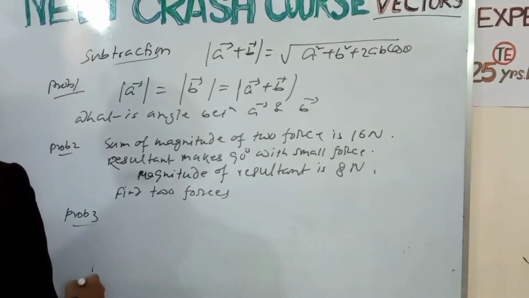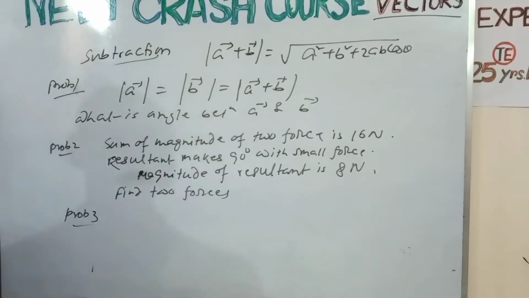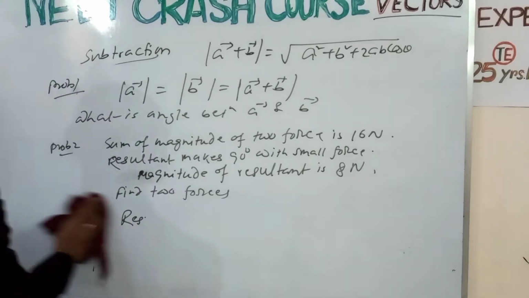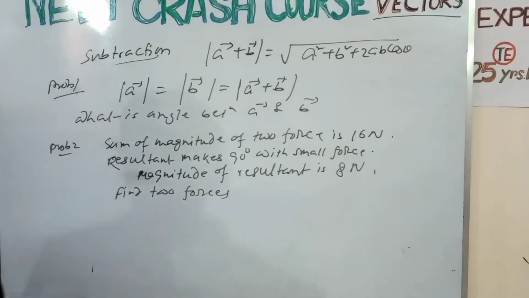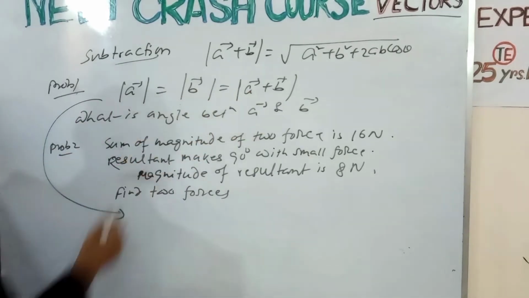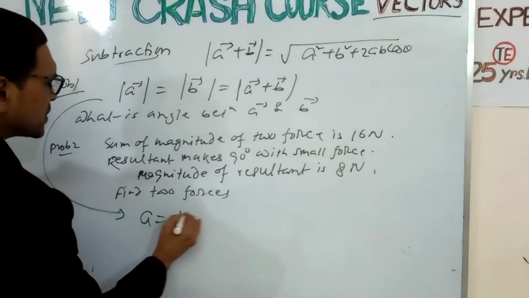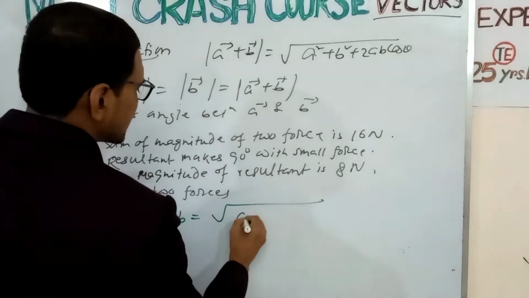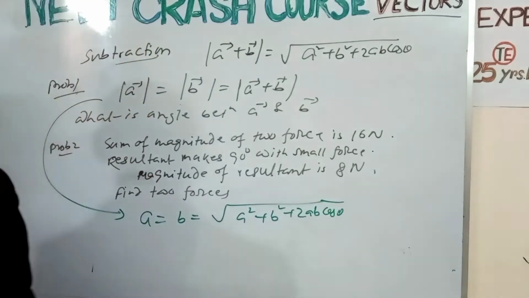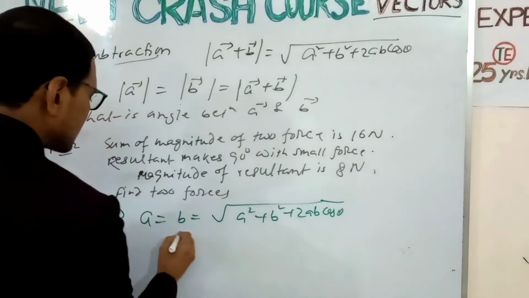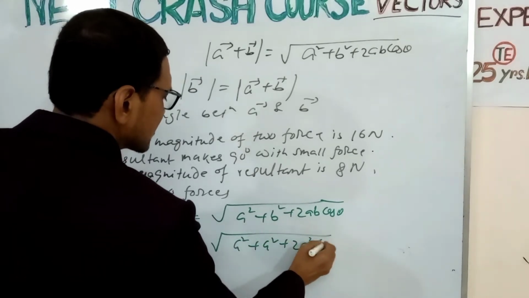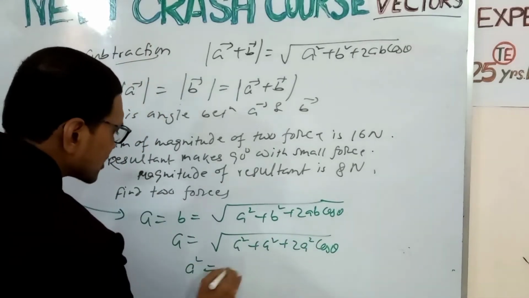So these are two questions. Now how to solve that problem? Here mod a equals mod b equals mod a plus b. So a equals b equals mod a plus b, meaning root over a square plus b square plus 2ab cos theta. If we put b equal to a here, we get a equal to this. So we get a square equal to this.